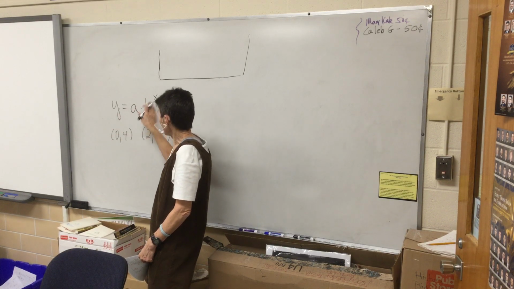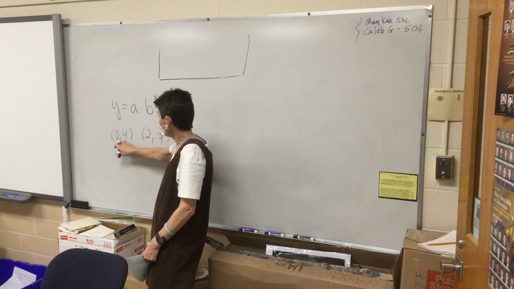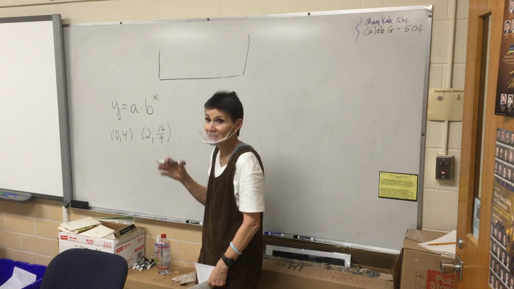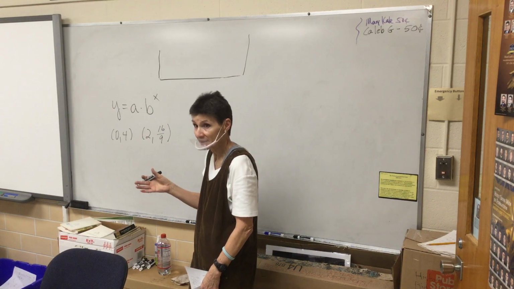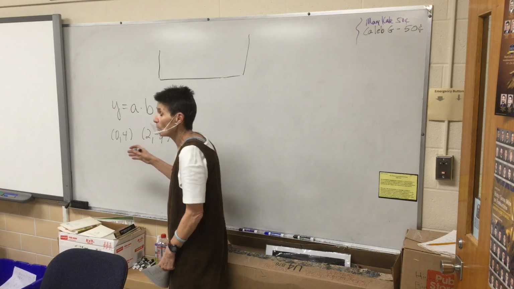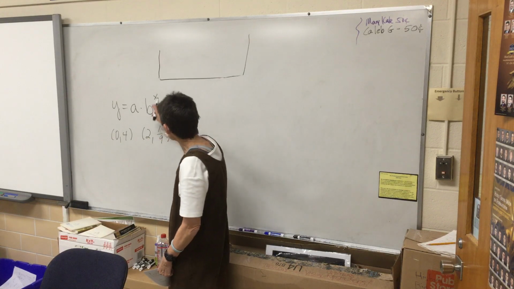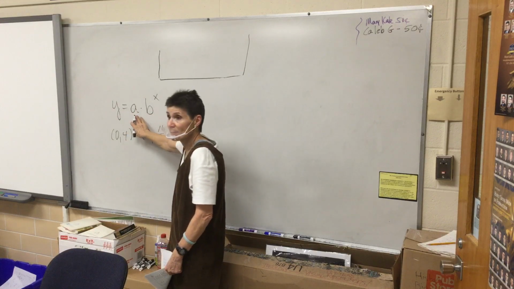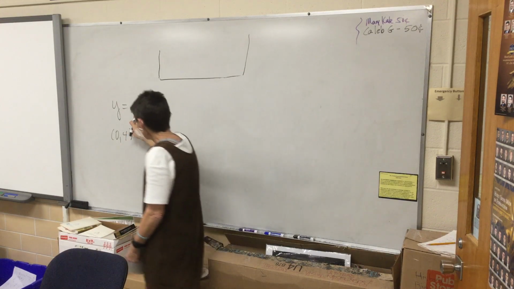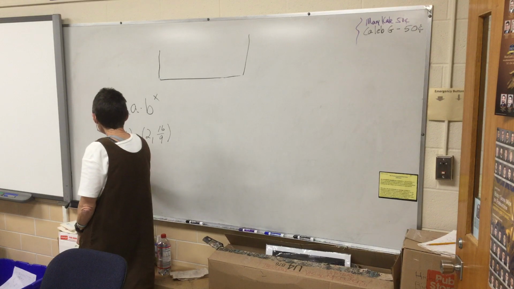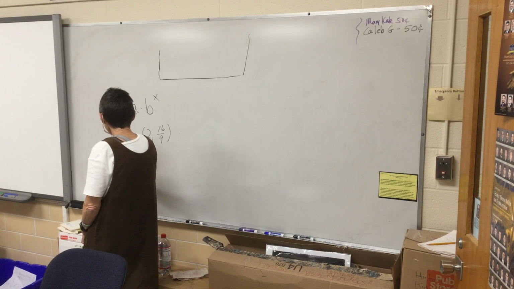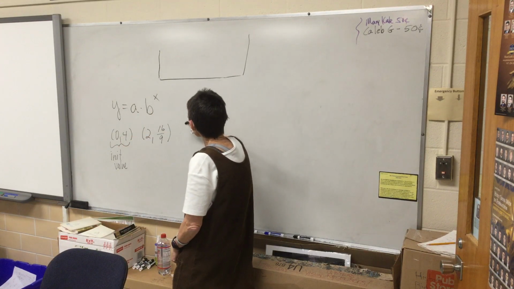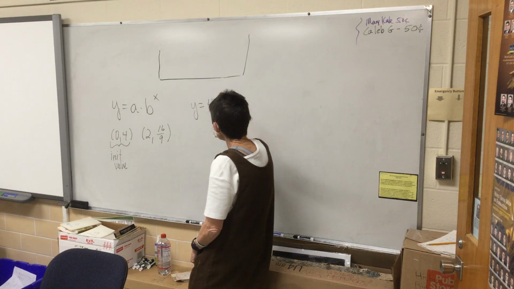So you got a y and an x. You're finding a and b. So you're just going to plug in your points one at a time. And we always start with the point that's got the 0 first. And we've done so many of these that we recognize that when we put a 0 here, that goes away. So a just ends up being 4. Remember, the y-intercept is always your initial value. And your initial value is always a. So this is y equals 4b to the x.